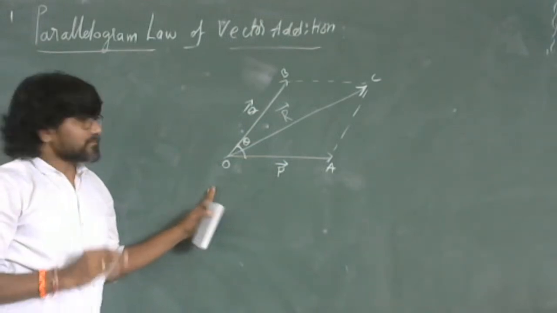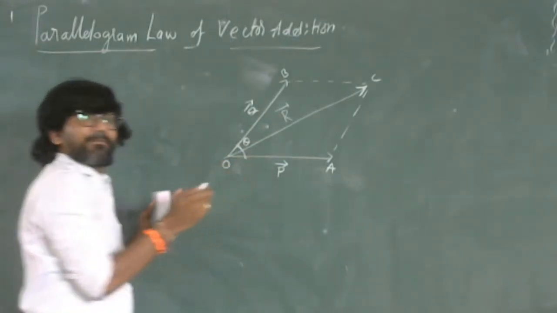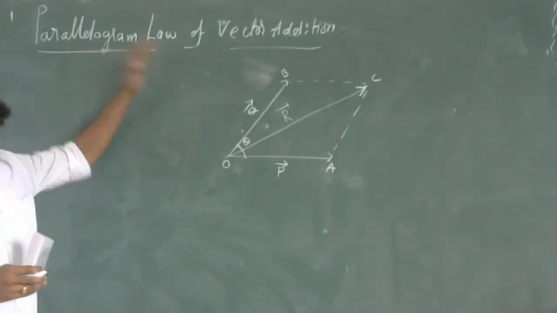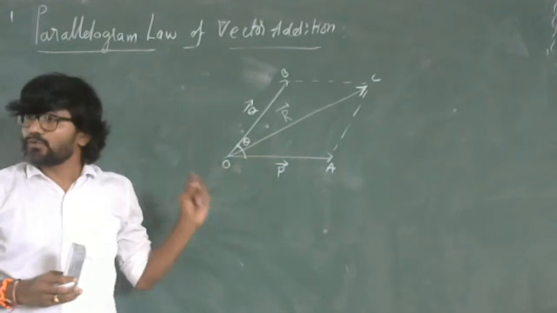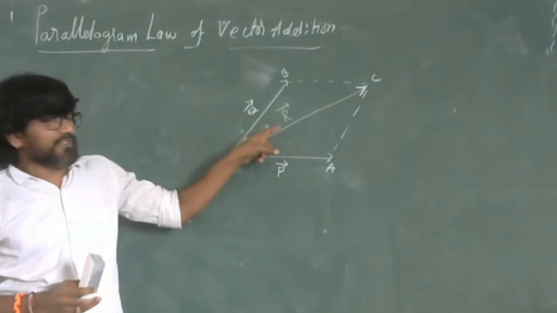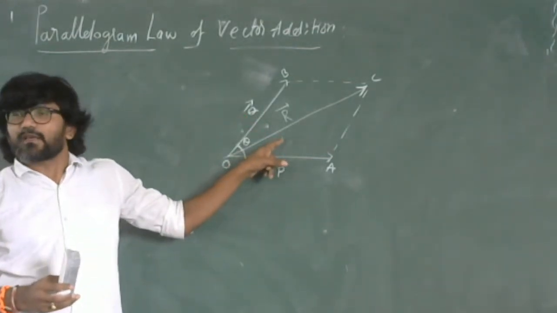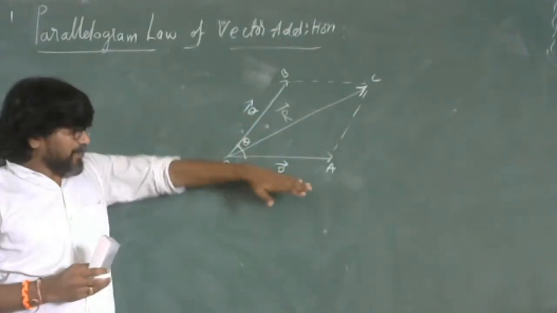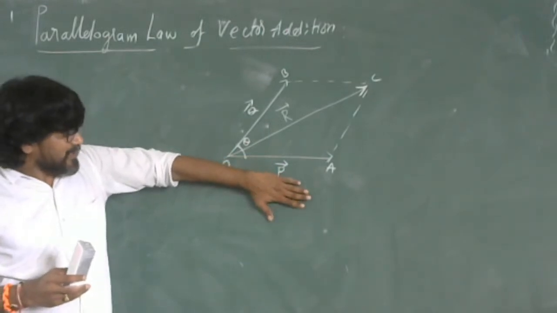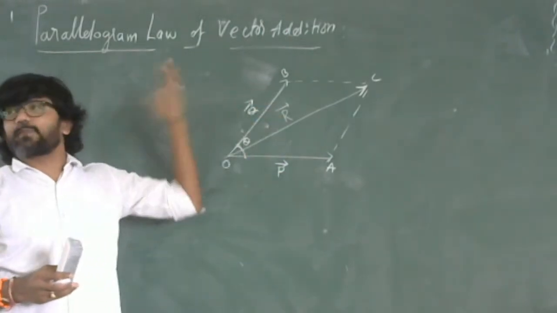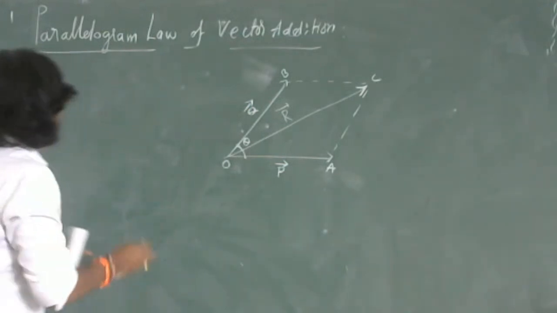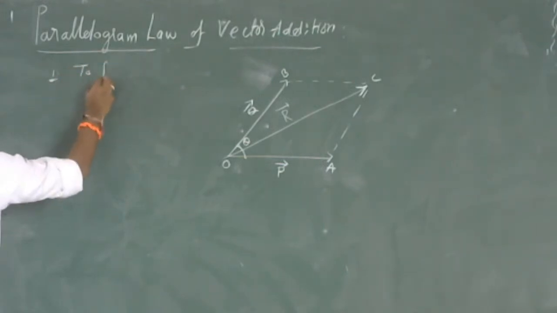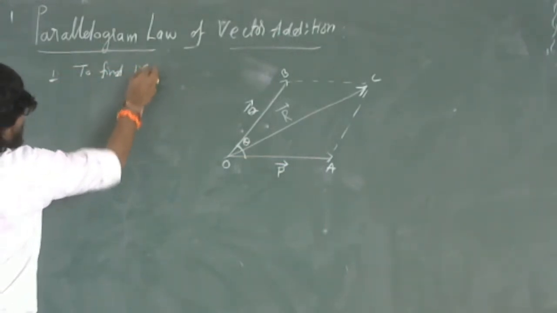Now, we are trying to understand how to find the magnitude of the resultant vector by using parallelogram law, and the direction of the resultant vector with respect to the horizontal, or with respect to the first vector or second vector. First step, let us try to understand how to find the magnitude.